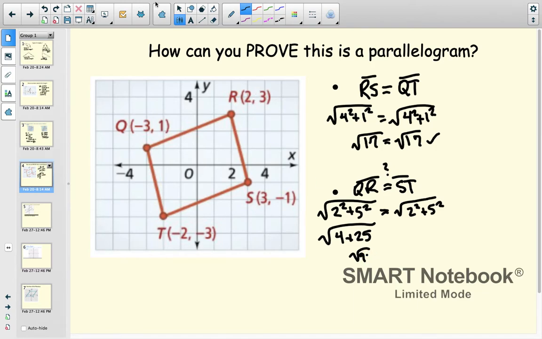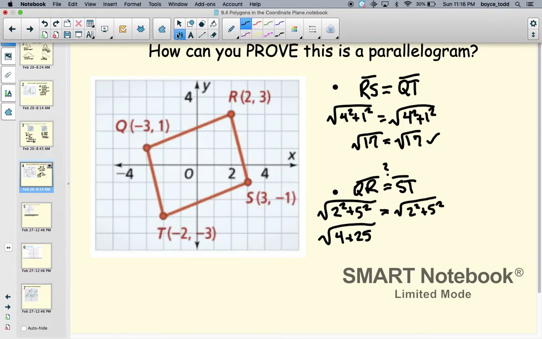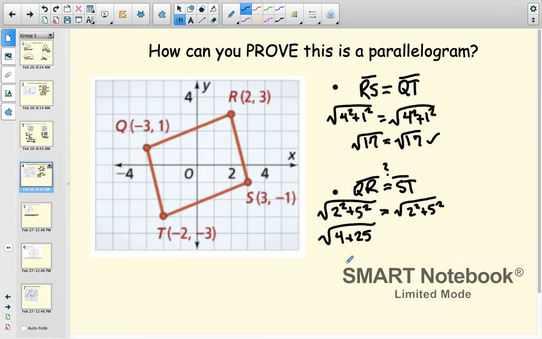And then we're going to be left with square root of 29. Okay? Now this can be 4 plus 25, and that will be square root of 29 as well. So since these two are equal and these two are equal, we know that it's a parallelogram. So therefore, it is a parallelogram.